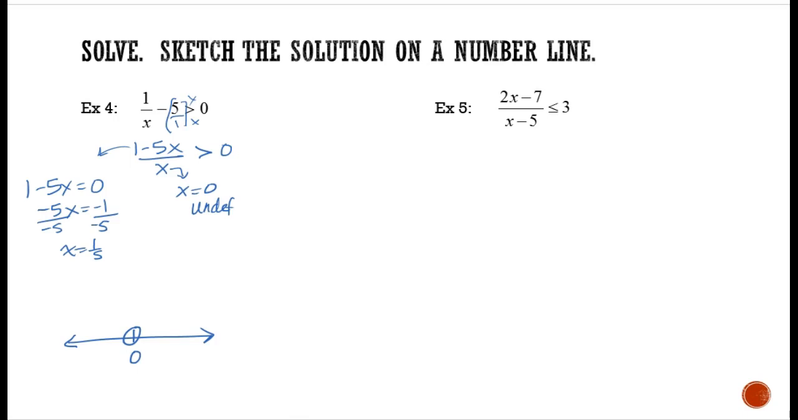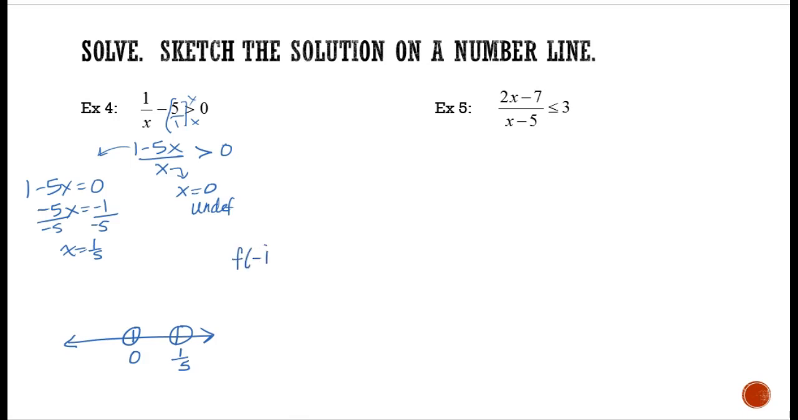Now, when x is 1/5, that's going to make this equal to 0, and I want greater than 0, right? So I can't use 1/5 either. So now I've got to look at my different regions I've created on my number line. So I need to pick some values for x.